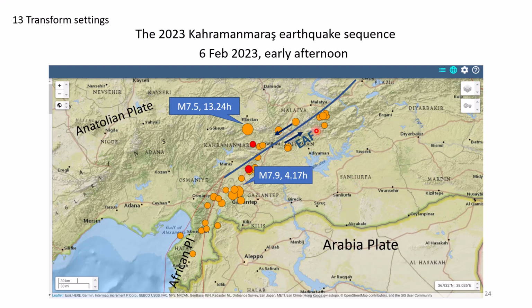This is a snapshot from the early afternoon of this day, and we see that a few hours after this major earthquake in the Gaziantep area, there was a second 7.5 magnitude earthquake in the early afternoon, a little bit further north of the East Anatolian Fault. So this was technically not an aftershock of this major earthquake. This was a seismic event along a separate structure, as we will see on the next few slides.